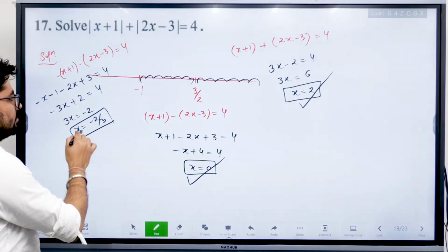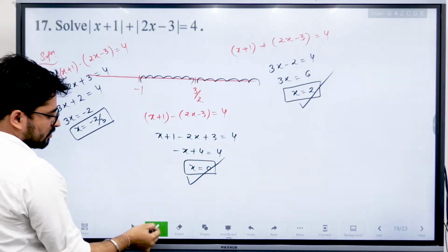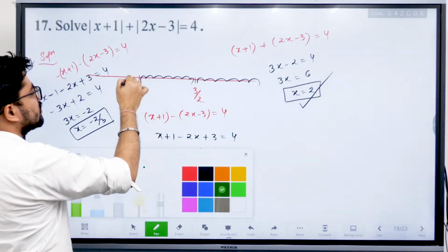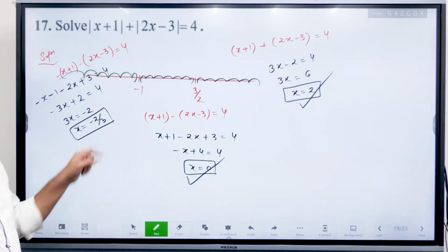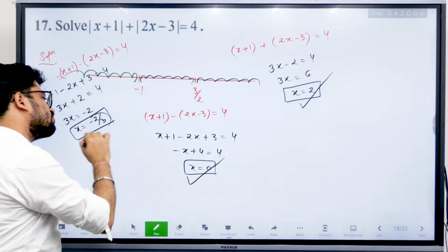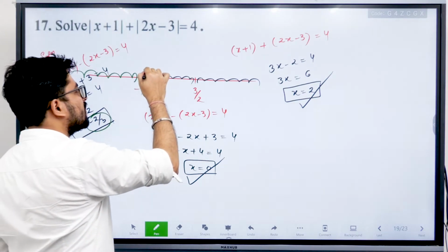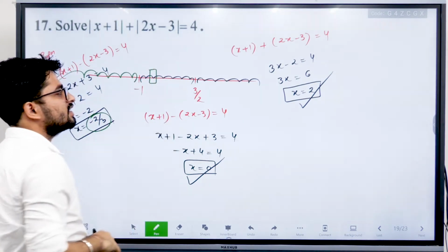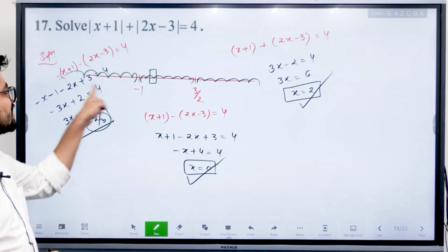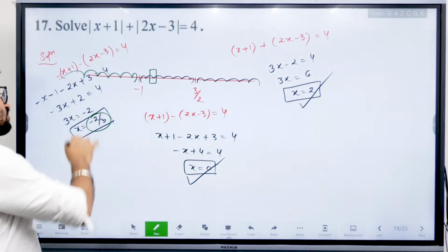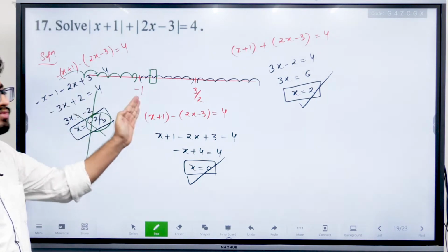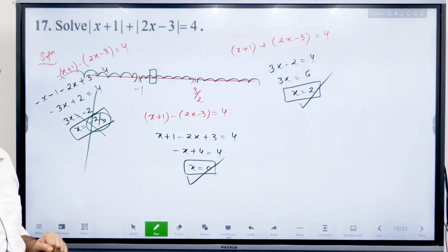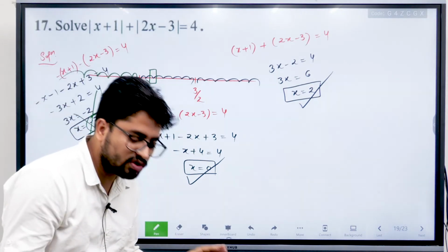But what about this one? This is the solution here, minus infinity to minus 1, and the value is minus 2 by 3. Minus 2 by 3 is not here. Minus 2 by 3 is somewhere here. So it means in this interval you do not have this value. So this is not acceptable. Yes, because this is the solution in minus infinity to minus 1, and x is minus 2 by 3, which is not here. So this is not your solution.